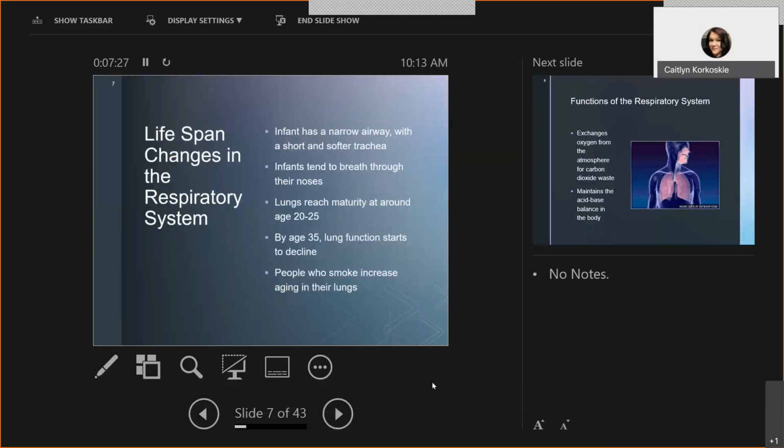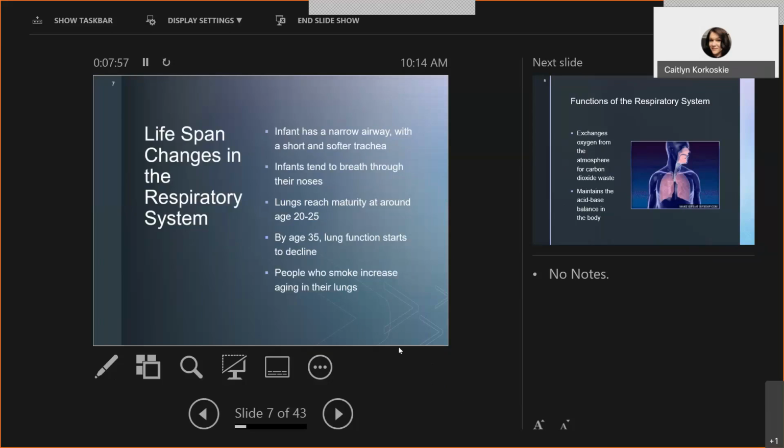All right. So the lifespan of the respiratory system. As an infant, you have a narrow airway with a short and softer trachea because infants tend to breathe mostly through their nose. They breathe a lot faster than an adult. It's with their heart rate too. The younger and smaller you are, the higher heart rate you have, and the higher heart rate you have, the more oxygen you need.